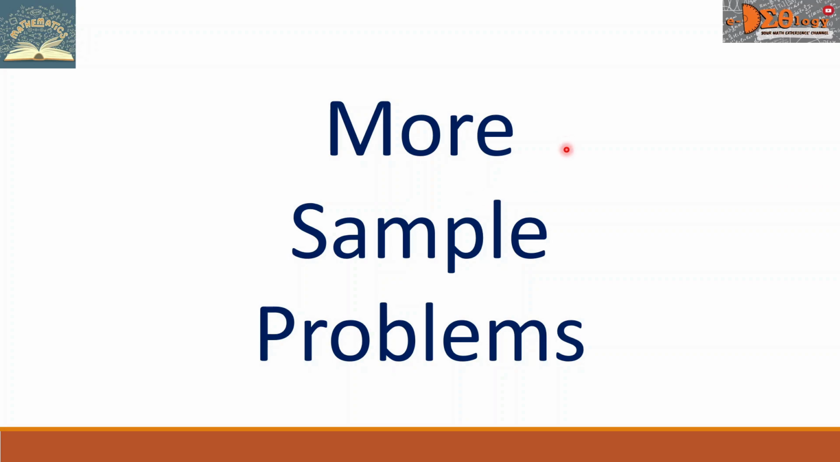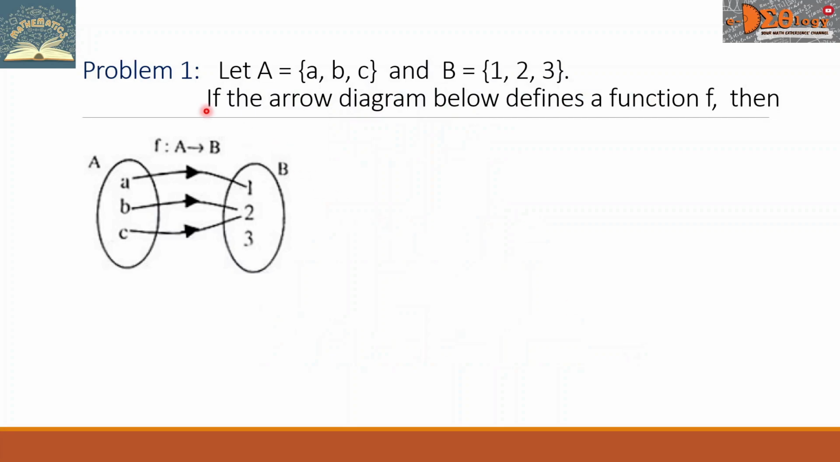Let us have more sample problems. Problem 1. Let set A equal {a, b, c} and set B equal {1, 2, 3}. If the arrow diagram below, here it is, defines a function f, then let us answer some questions.